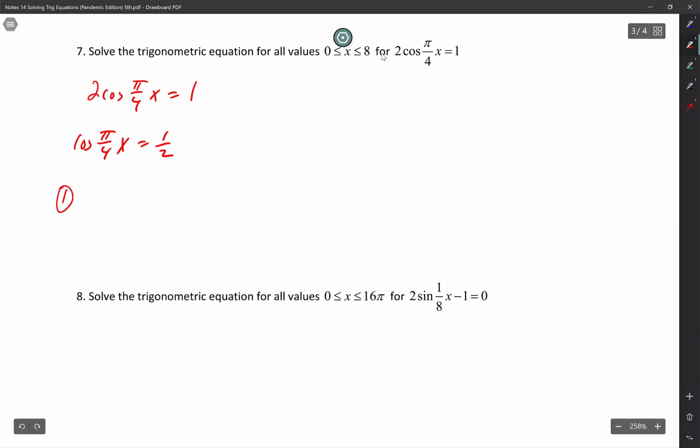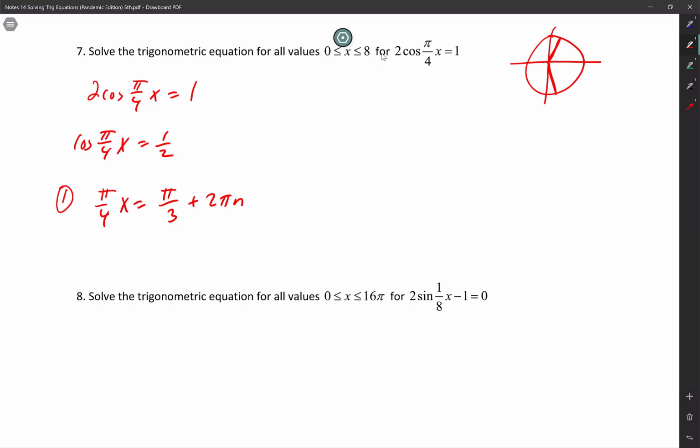Equation 1. When I do the inverse of that, I guess I'll do it here on the side, right? Unit circle. You are half in quadrant 1 up here and in quadrant 4 down there. That's where your cosine is a half. And if you remember correctly, that's pi over 3 in the top. So I'm going to write pi over 4x equals pi over 3. And if I go another 2 pi, I'll be back in that same location. So that's where that's coming from.